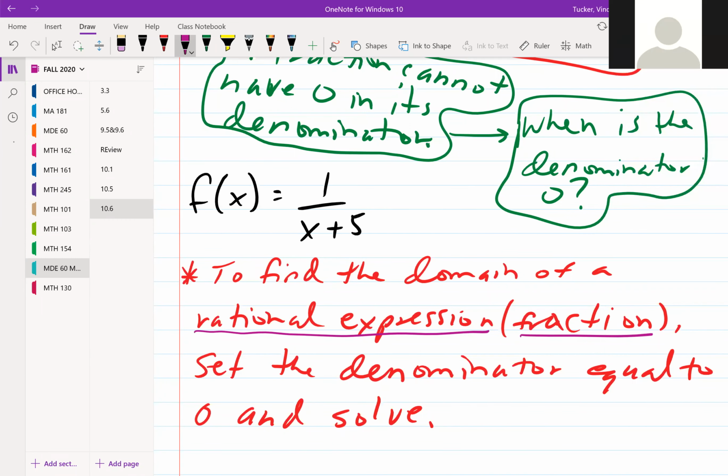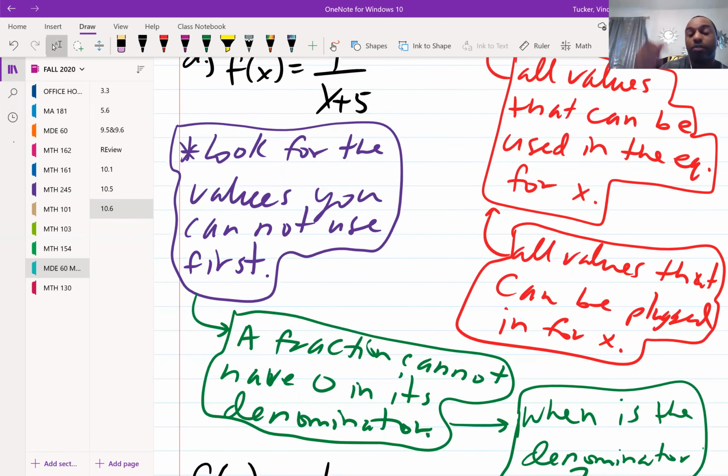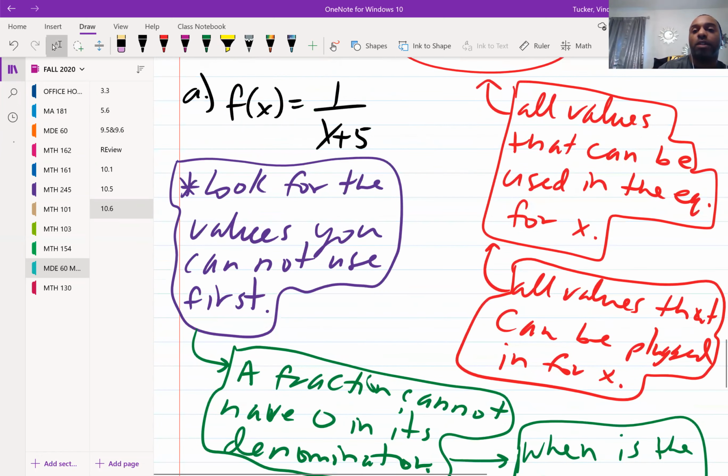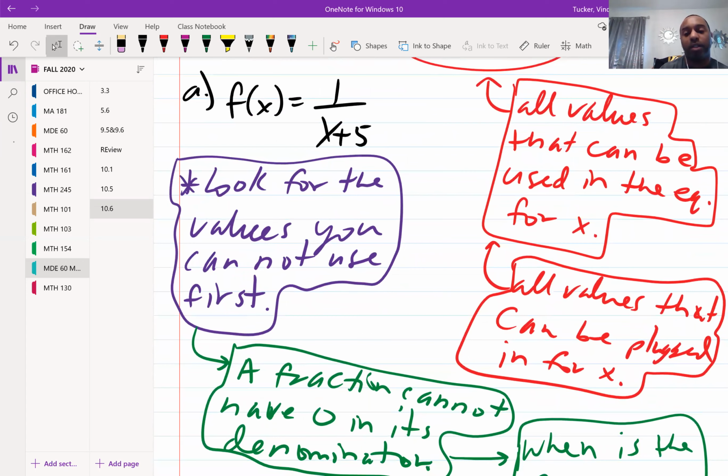All right, it says to find the domain of a rational expression, or in other words, a fraction, set the denominator equal to zero and solve. So I said all of this to set you up for the general thought process you should have when trying to find the domain. Once again, the domain is all the values that can be used in the equation for x, all the values that can be plugged in for x. So you want to look for the values that you cannot use first, because that would be the easiest way to determine what you can use.